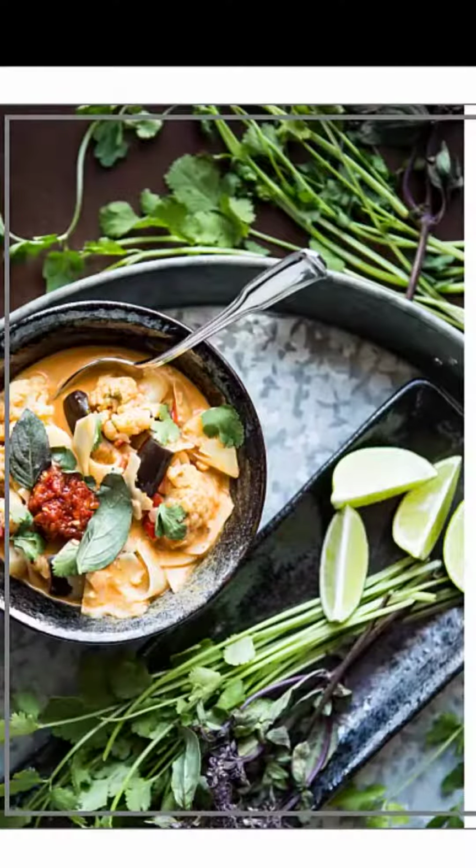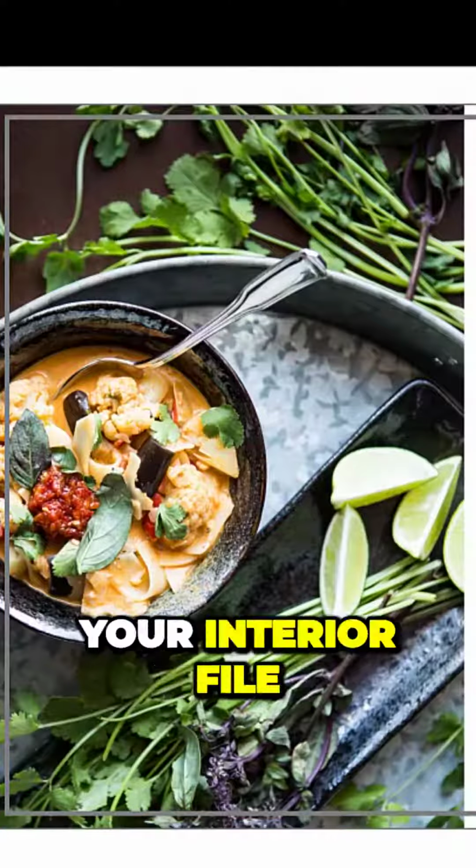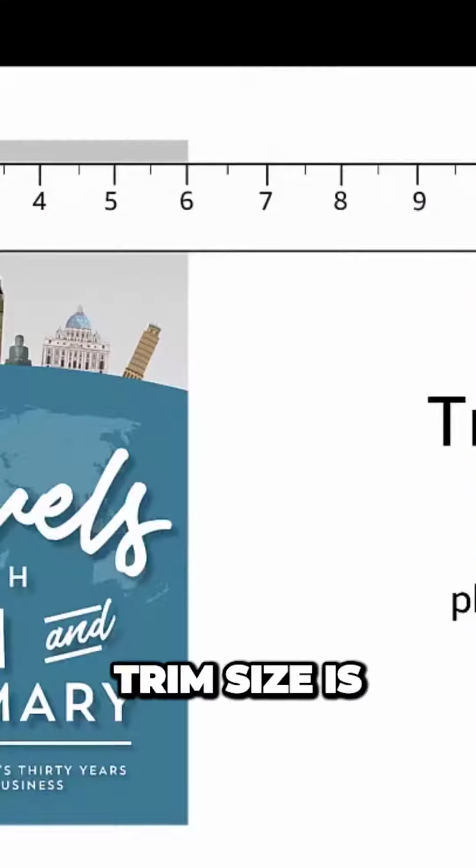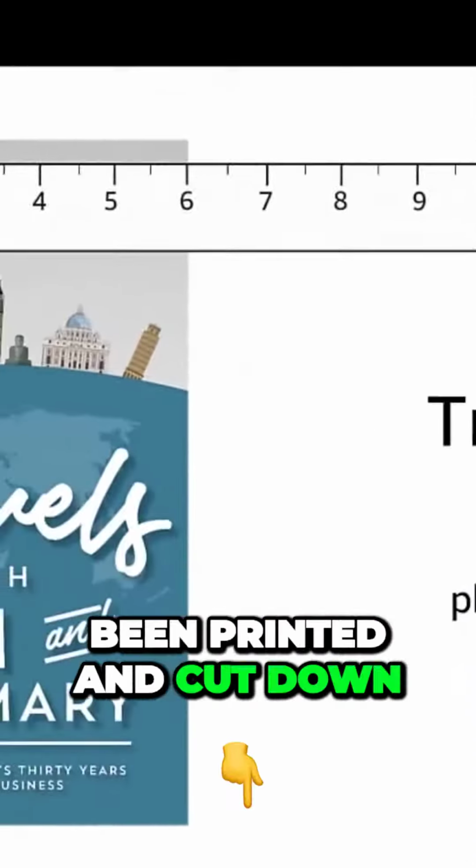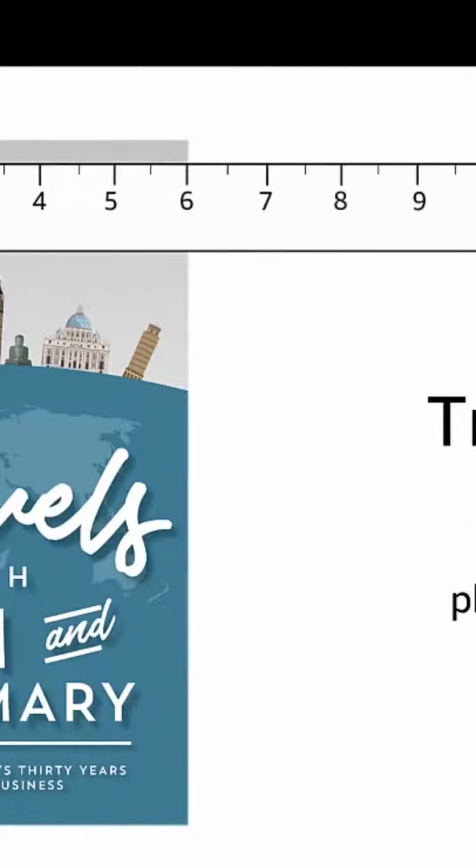In this video, we will explain three concepts: trim size, margins, and bleed, to help you format your interior file. Trim size is the industry term for the final size of your physical book, after it has been printed and cut down to its desired width and height.